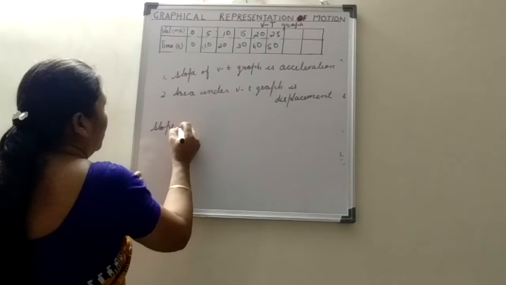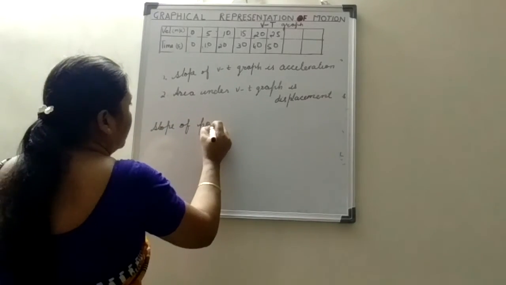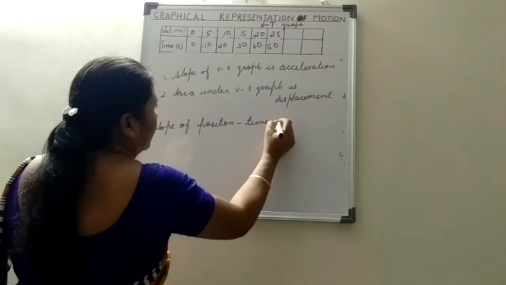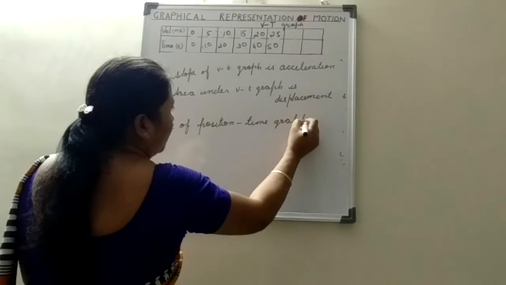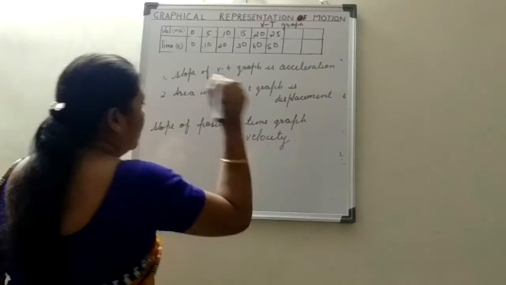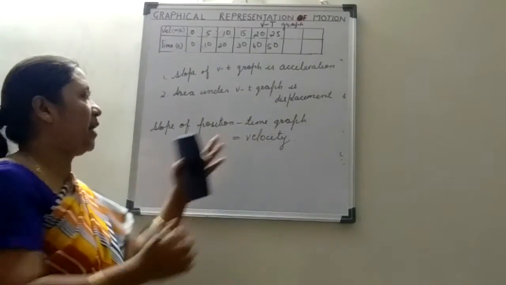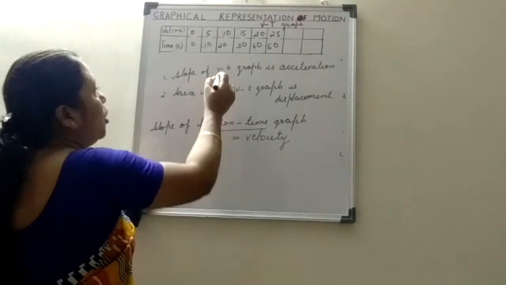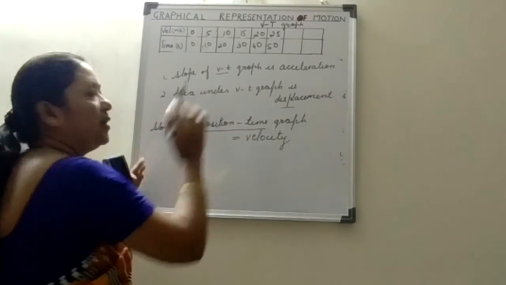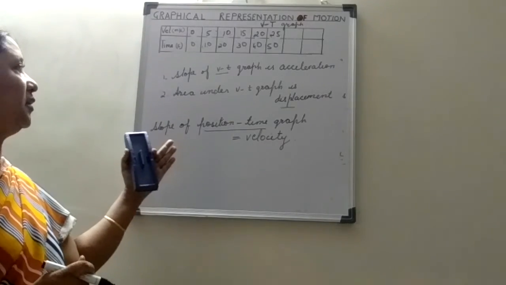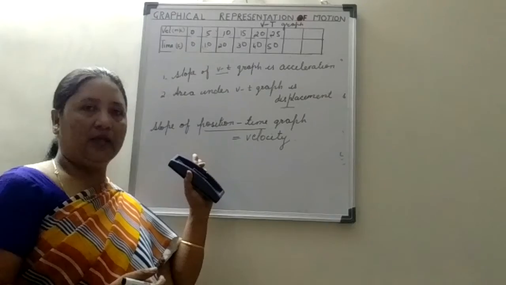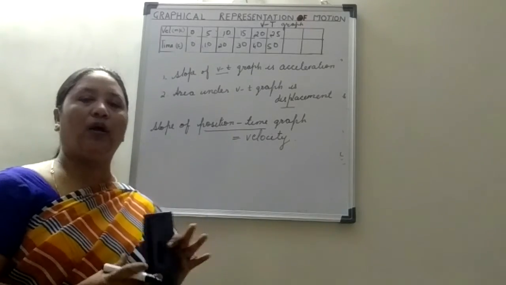One more thing about velocity. What is the slope of the position time graph? That is velocity. Slope of the position time graph is velocity. Slope of the velocity time graph is acceleration. Area under the velocity time graph is displacement. So these are the things we did today in this graphical representation of motion.